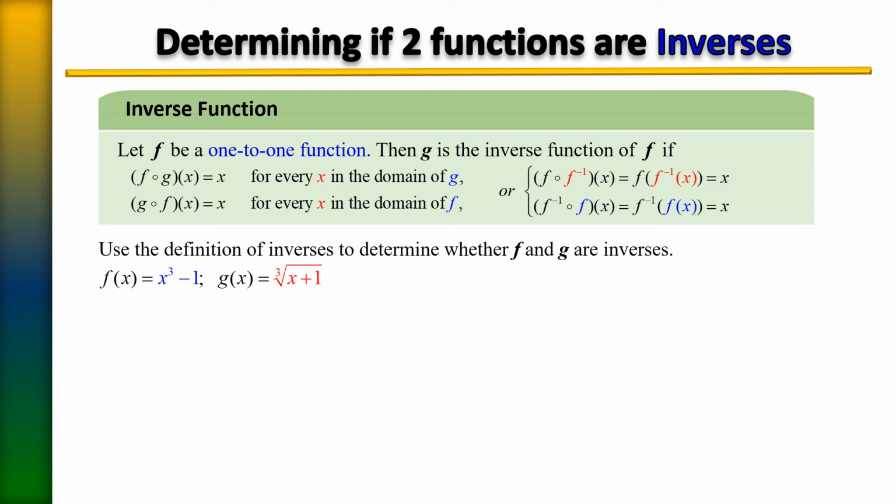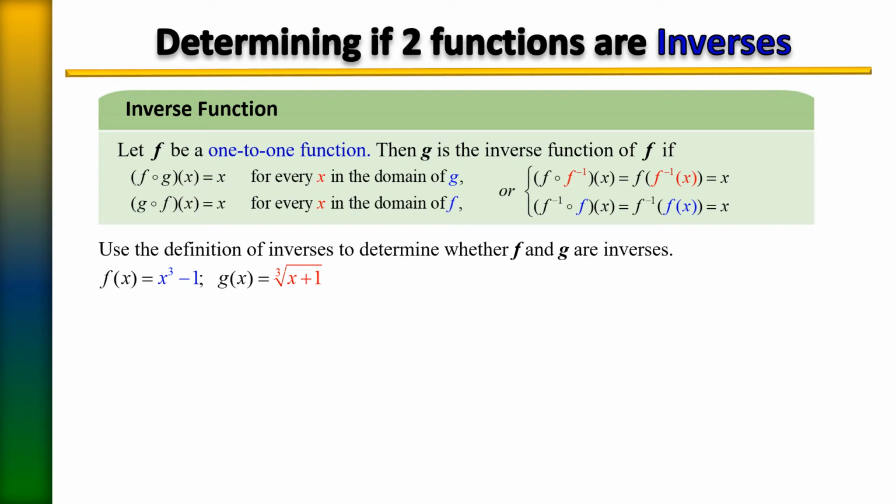So simply put, if a function is a one-to-one function, because only one-to-one functions will have an inverse. If it's not one-to-one, then it can't have an inverse. So that's the first requirement, that the function be one-to-one. And we already told you that a one-to-one function is one that passes the horizontal line test if you were to graph it.